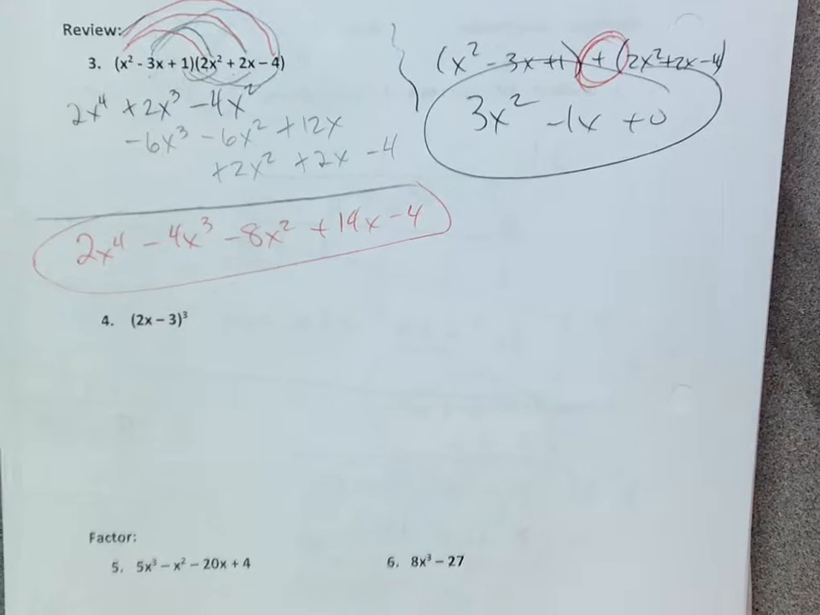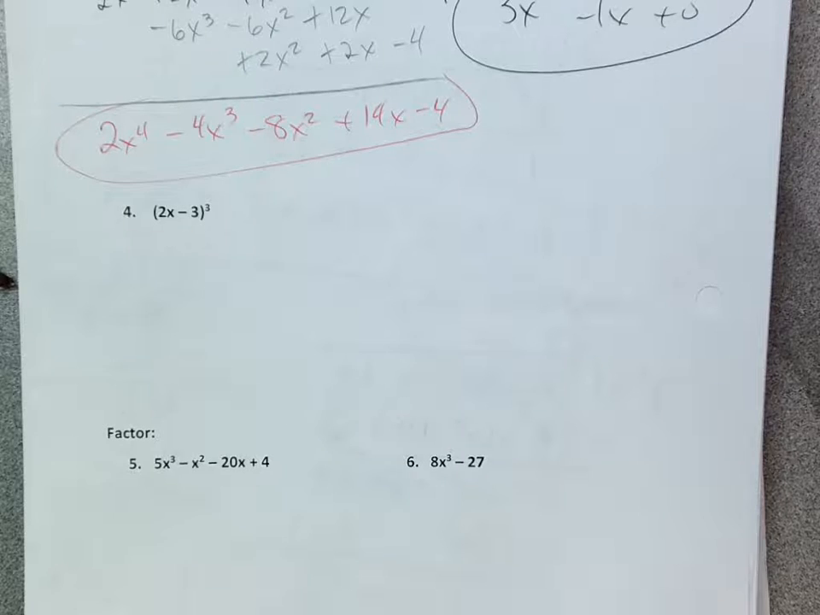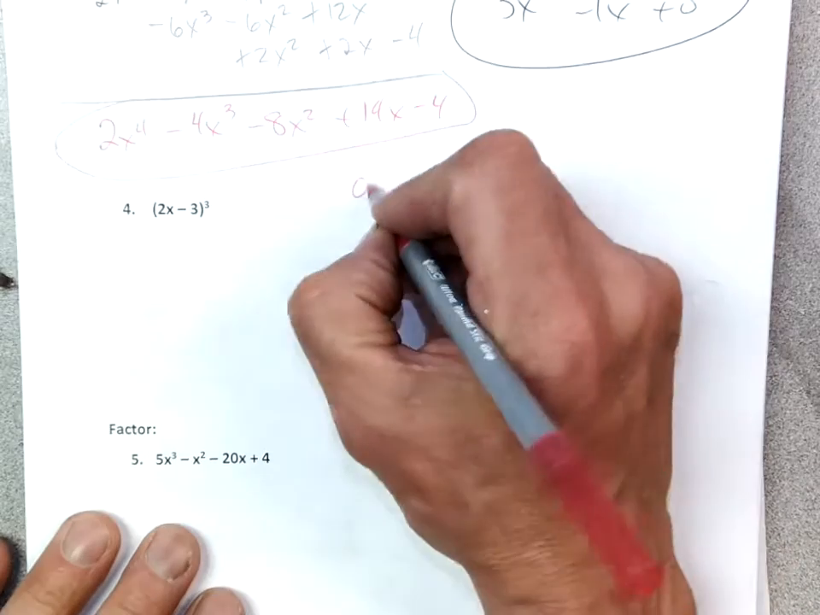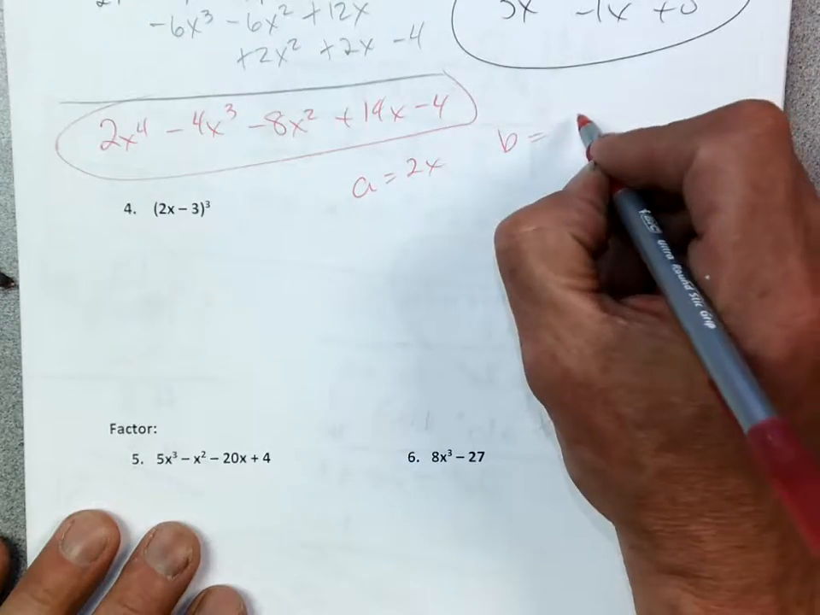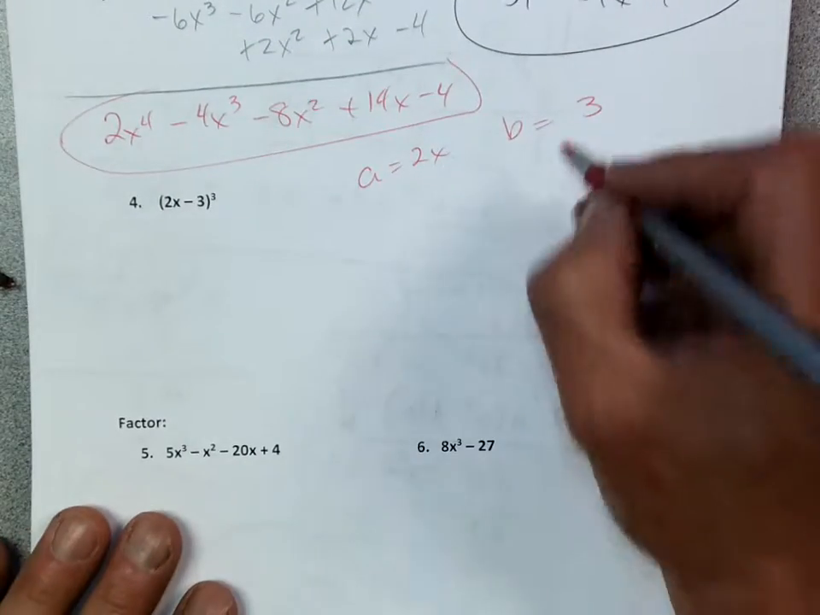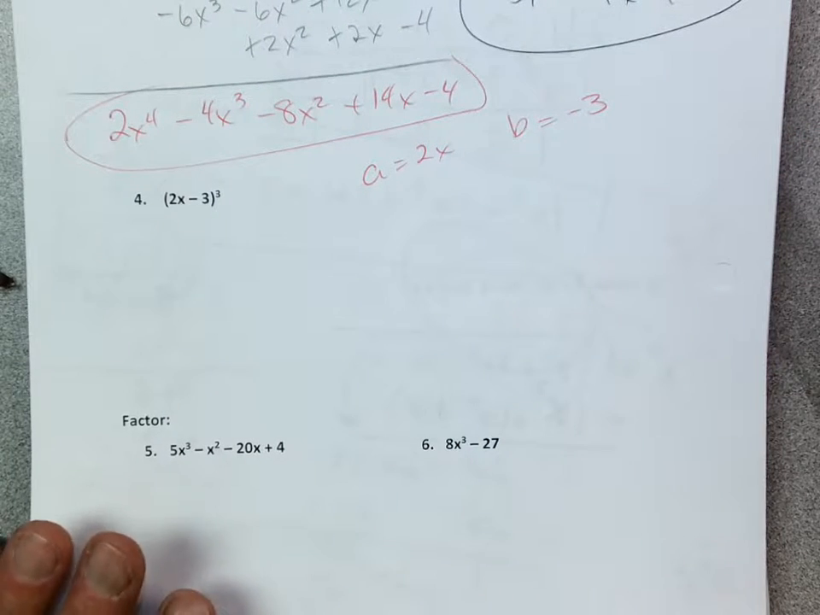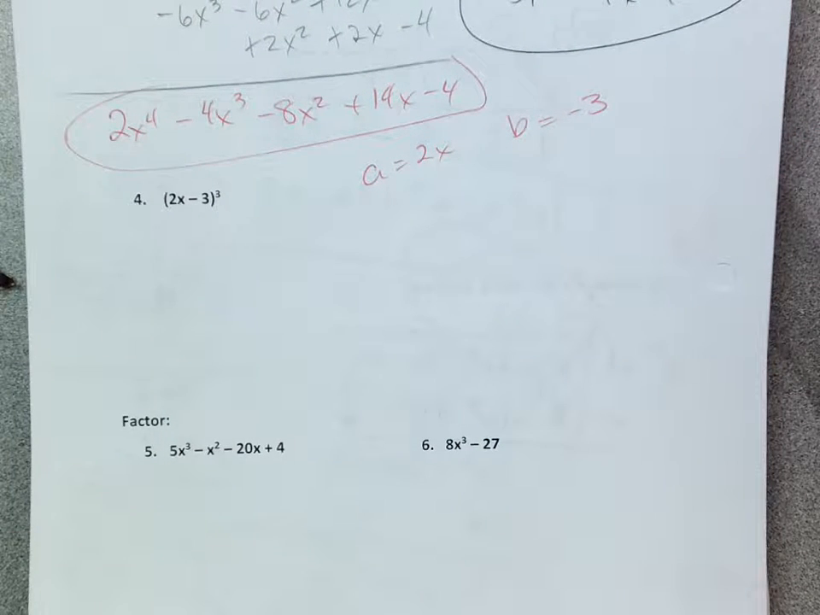Now what about 4? Oh boy. What do you think? It's the triangle thing. Totally right. So when it's got all these, what I like to do is just say A is 2x, B is equal to negative 3, and I'm going to do the triangle thing. I totally agree, Ethan's right.